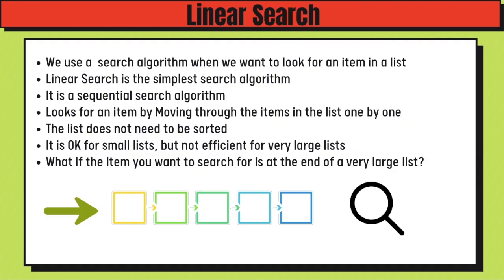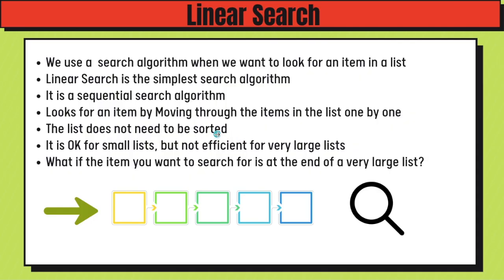Let's do a quick recap. We use a search algorithm when we want to look for an item in a list. And linear search is the simplest search algorithm. It is a sequential search algorithm, which means that it looks for an item by moving through the items in the list one by one. Now, your list does not need to be ordered. You need to remember this.